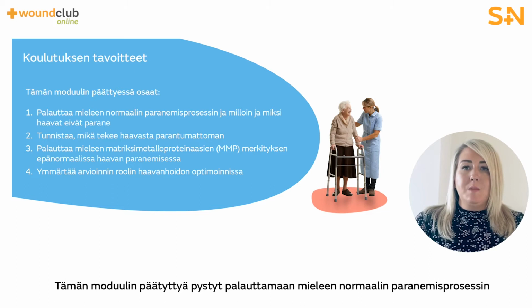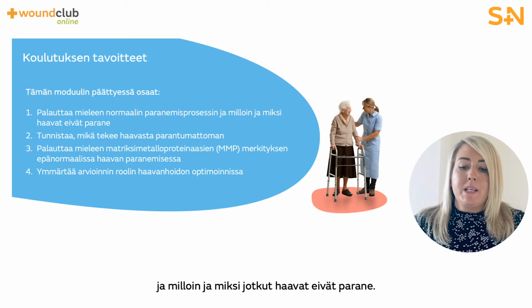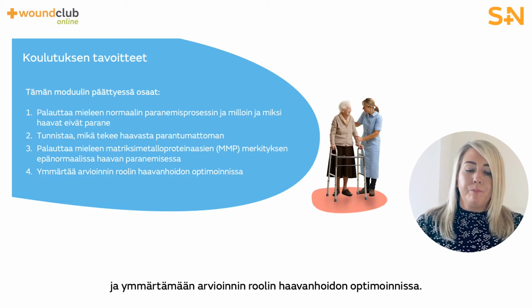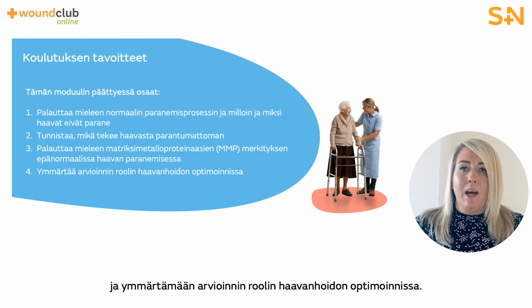By the end of this module, you will be able to recall the process of normal healing and when and why wounds fail to heal. You will be able to recognise what makes a wound non-healing and also recall the role of matrix metalloproteinases, otherwise known as MMPs, in relation to abnormal wound healing. And lastly, you will be able to recognise the role of assessment in optimising wound care.